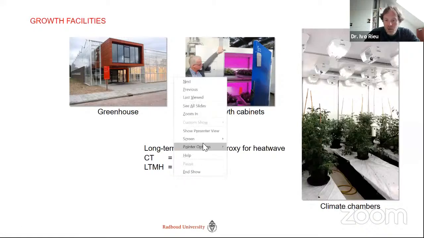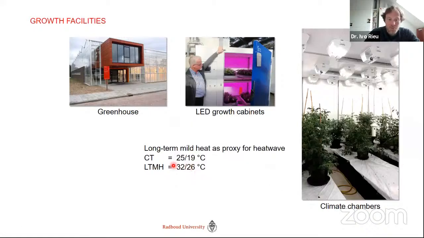So here is the long-term mild heat, and we compare it to a control treatment where we have a nice temperature for tomato growth and reproduction. Both the day and the night temperature are increased, and we call it long-term mild heat. And that indeed leads to fertility problems.